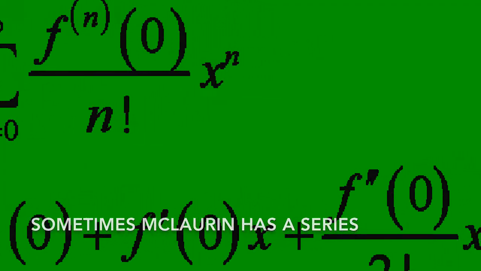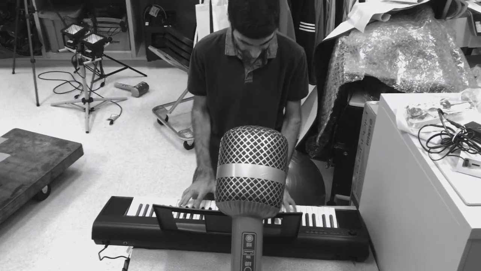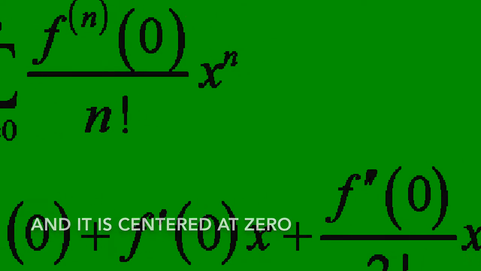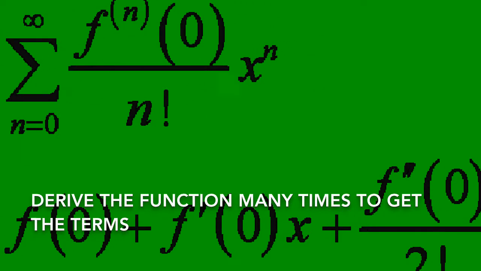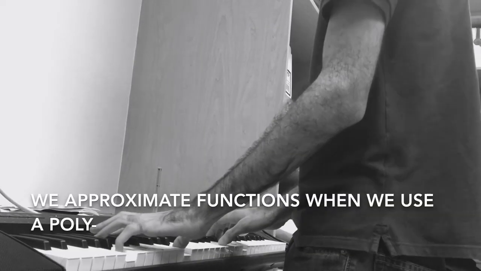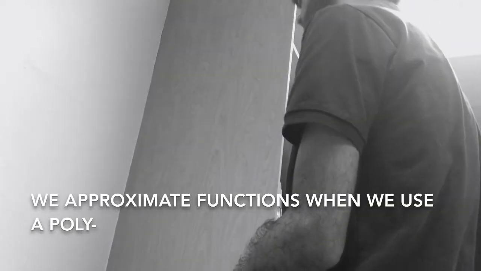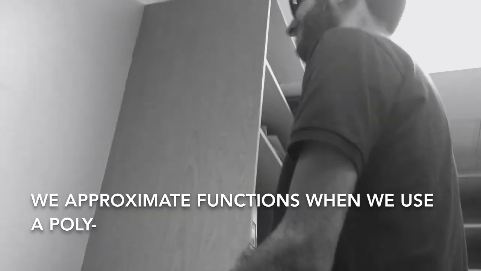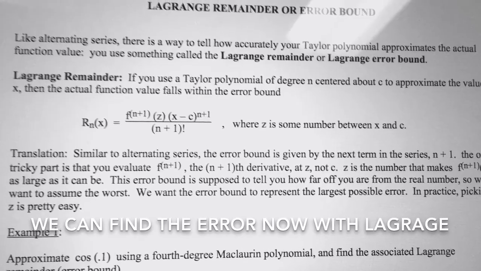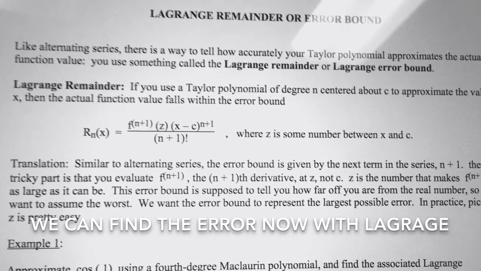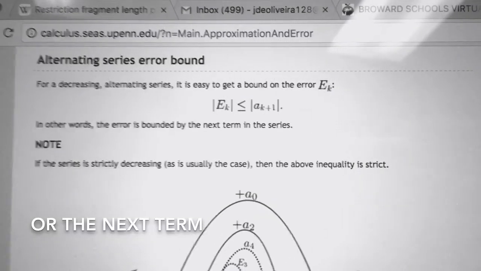Sometimes Maclaurin has a series, and it is centered at 0. Derive the function many times to get the terms. We approximate functions when we use a polynomial. We can find the error now with Lagrange or the next term.